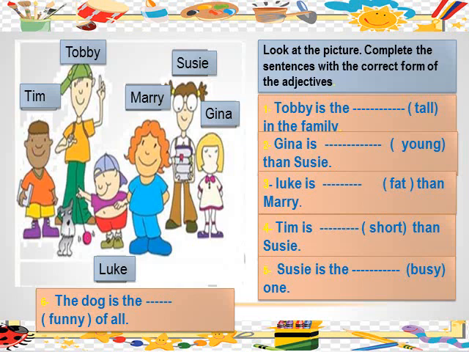Here we are. Let's answer them. Toby is the tallest in the family. Gina is younger than Susie. Luke is fatter than Mary. Tim is shorter than Susie. Susie is the busiest one. The dog is the funniest of all. I'm sure that your answers are correct.